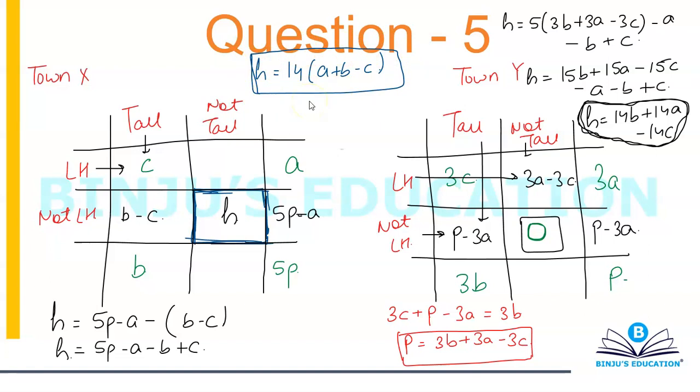Now when we spoke regarding A, B and C, they have to be integers, right? Because A represents number of people who are left-handed, B represents number of people who are tall, C represents number of people who are both tall and left-handed, right? So these values represent an integer. So I can also say that this here would be an integer value. So whatever may be the value of H, it has to be a multiple of 14. So you will have an option which will be a multiple of 14 and that will simply be your answer.